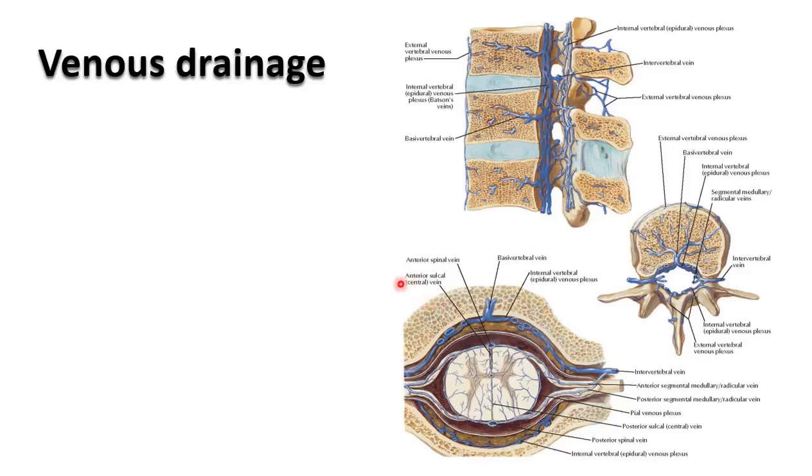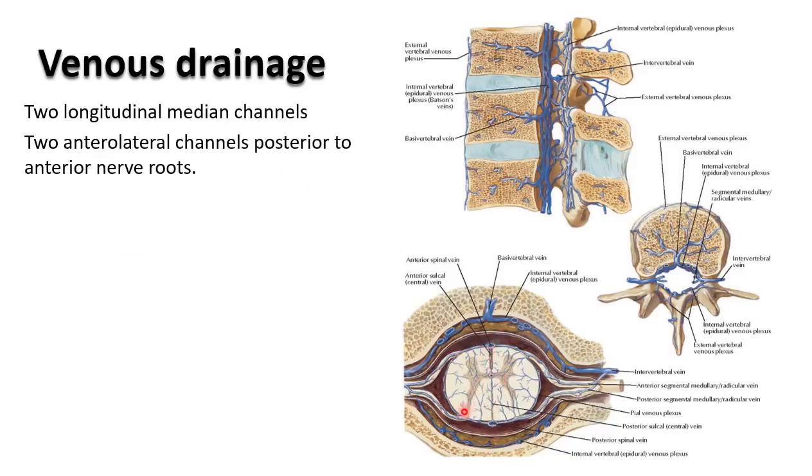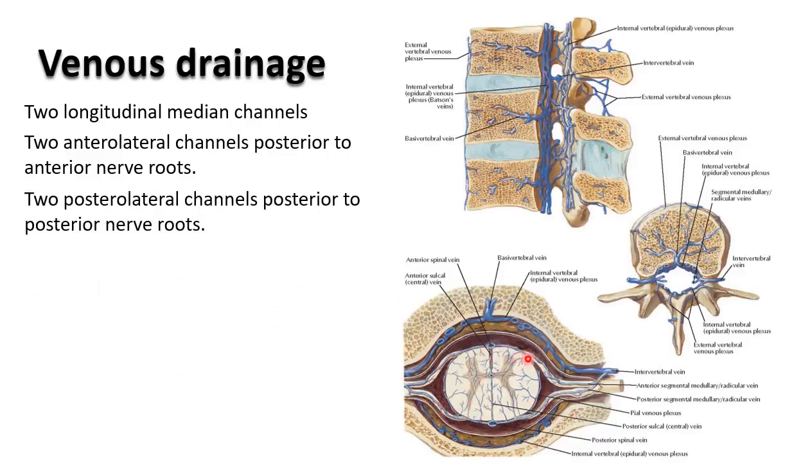So, veins: you have six longitudinal channels. One is present in the median, so they are called the median longitudinal channels, one in the anterior median fissure and one in the posterior median sulcus. Then you have two anterolateral channels posterior to the anterior nerve roots, and two posterolateral channels posterior to the posterior nerve roots. So 1, 2, 3, 4, 5 and 6. Totally you have six longitudinal channels.